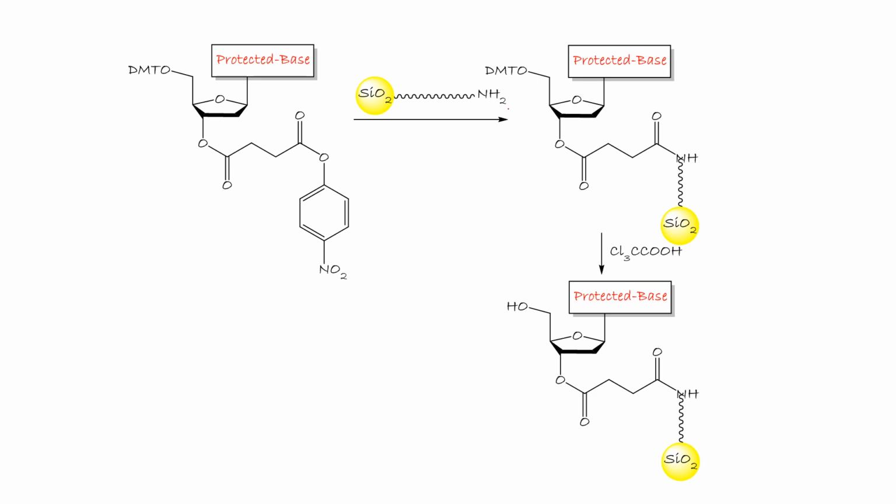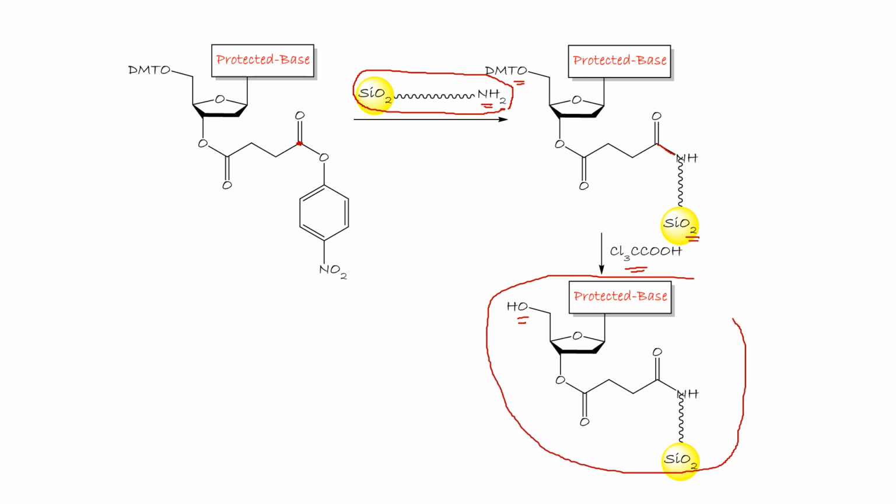Now we have the linker with the active NH2 group, allowed to react with the active ester, so it will replace the para-nitrophenol and give the amide. Now we have hooked the whole nucleoside to the surface polymer. If we'd like now to free the OH at C5', we use trichloroacetic acid and we get these pieces that we need for the next step.